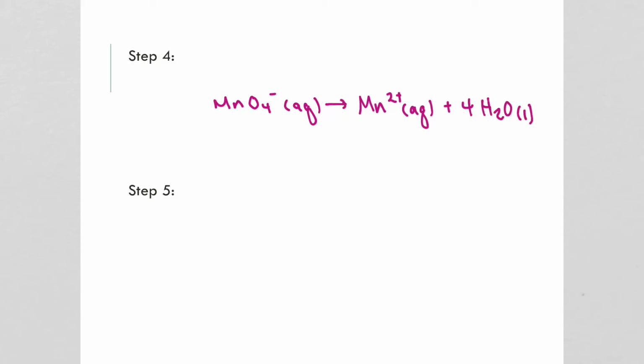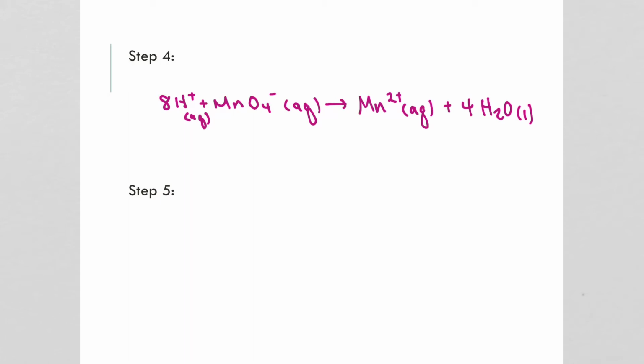Now we need to balance for hydrogen by adding hydrogen ions to the side that has the fewer hydrogen atoms. So if we rewrite what we have from our last bit, MnO4- aqueous becomes Mn2+ aqueous plus 4 water molecules. There's 8 hydrogens involved in those 4 water molecules, so we have to add 8 hydrogen ions or 8 protons on the left-hand side. So that's taken care of.